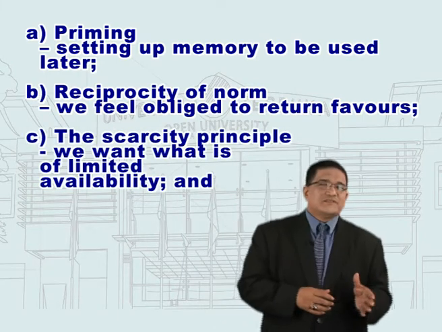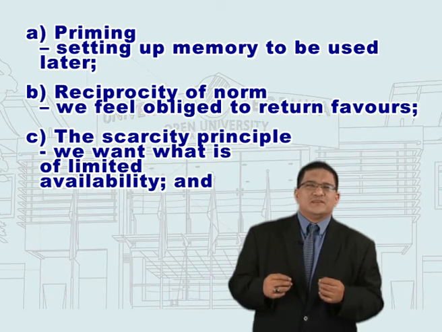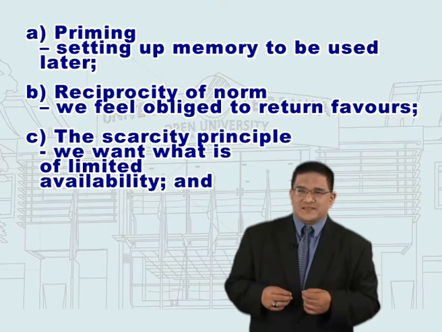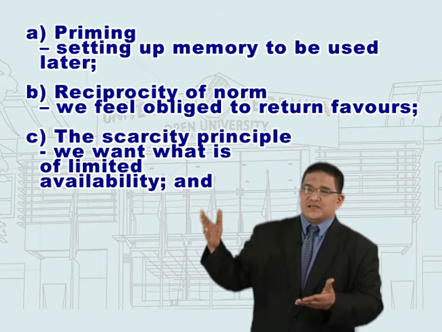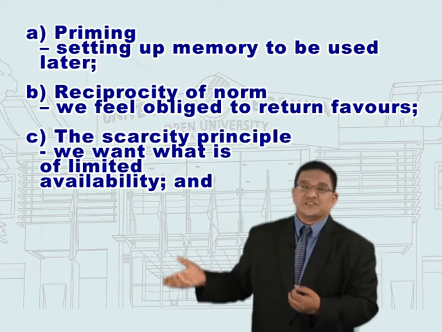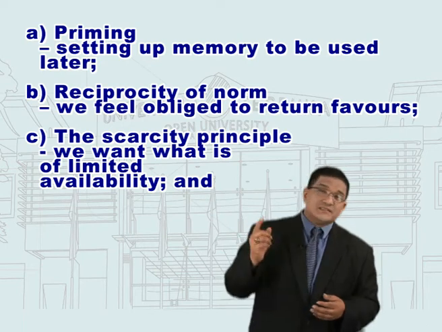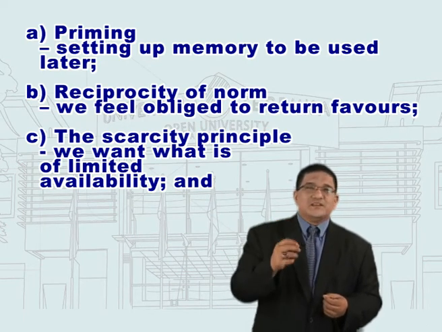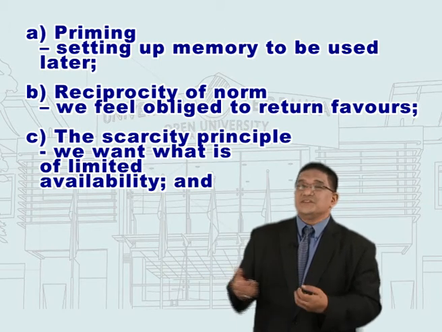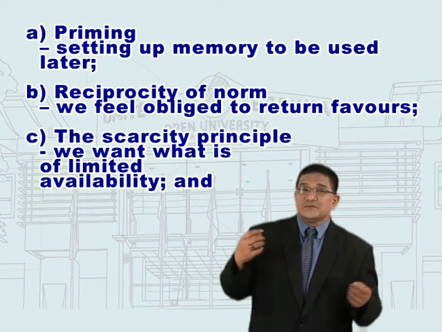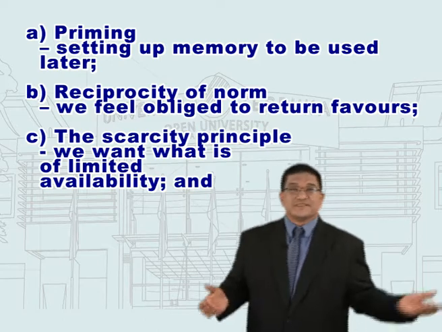In C, you have something called the scarcity principle. People tend to want something that is of limited availability. If you say that, for example, a certain dish is available every day, people might not buy it. Tell them the dish is only available during this period. They'll be rushing to buy it. Why? Because they know, or they think, that after that period, the dish will no longer be there. They will have missed it.